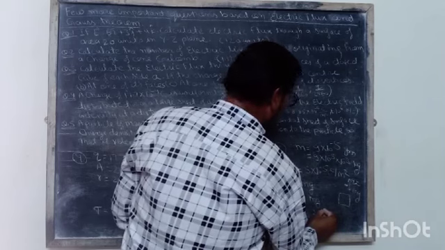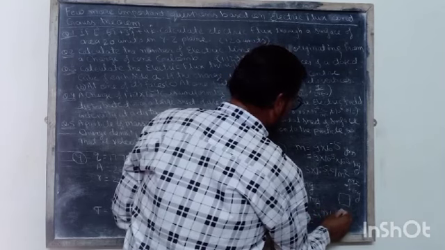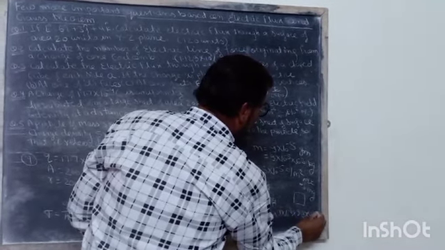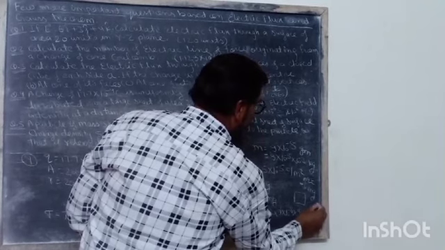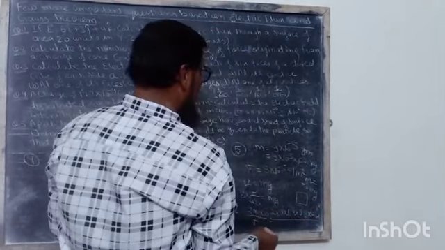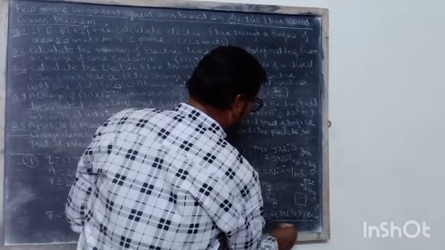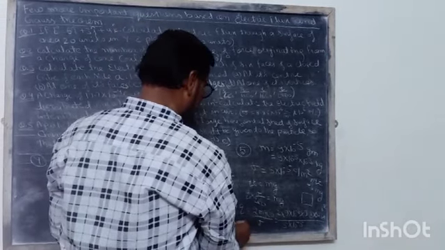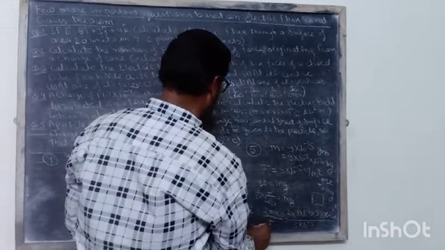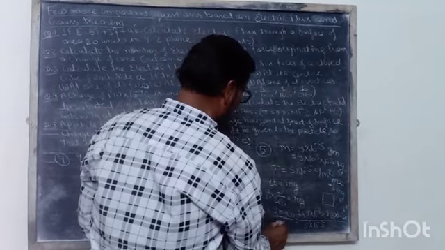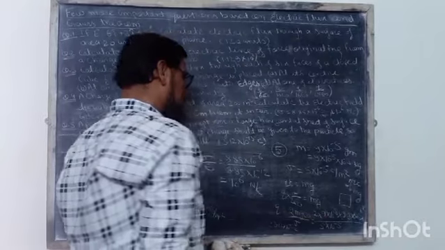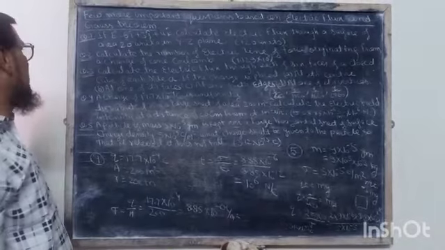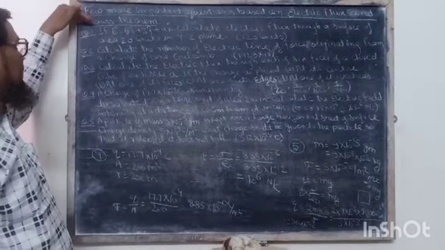So 2 into the mass of particle, 9 into 10 raised to minus 8, the value of g is 9.8, the value of epsilon naught 8.85 into 10 raised to the power minus 12, upon the value of sigma, 5 into 10 raised to the power minus 5 coulomb per meter square, and the value will be 3.12 into 10 raised to the power minus 13 coulomb. This will be the value of the charge. So these are a few more questions related to electric flux and Gauss theorem.